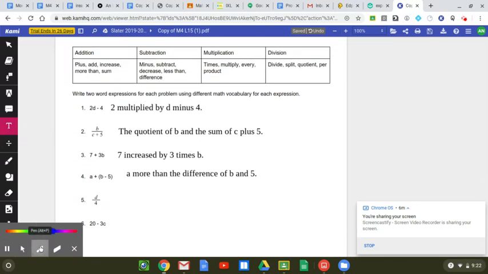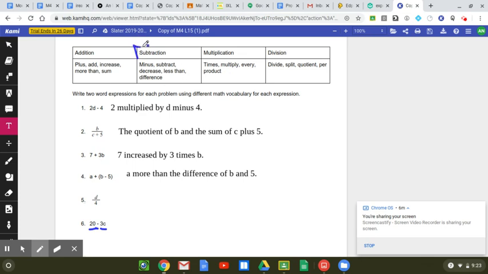Okay, now this one's pretty straightforward. It's just d divided by 4. So I could say the quotient of d and 4. I could say d split into 4 parts, or I could just simply say d divided by 4 for that. So I'm not actually even going to type that out. That one's pretty straightforward.